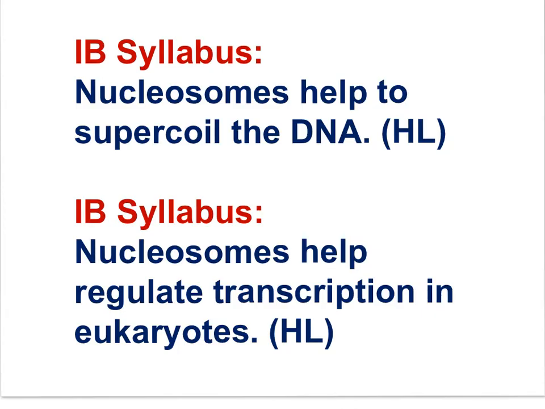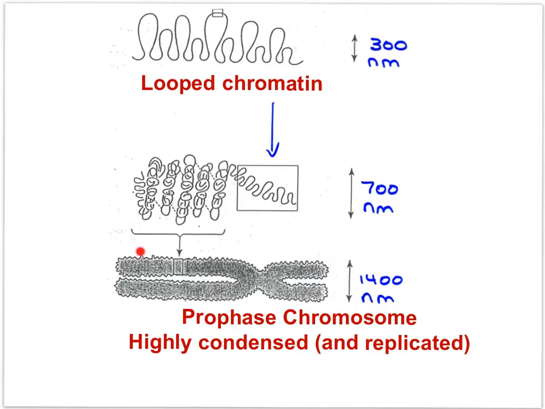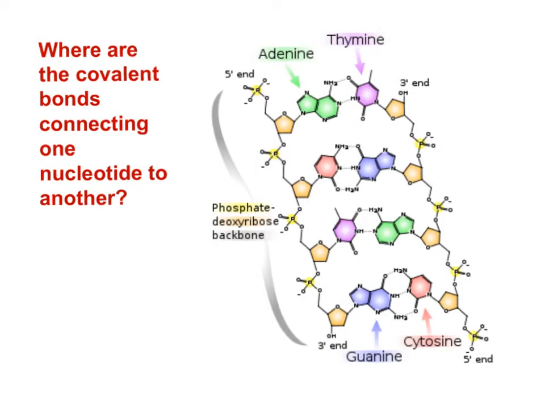Here are the IB syllabus statements about nucleosomes. Nucleosomes help to supercoil the DNA. Nucleosomes help regulate transcription in eukaryotic cells. Here is a diagram of the prophase chromosome condensed, supercoiled, and replicated. This is a nice image to study to understand the 1-to-1 ratio of purines, A and G, to pyrimidines, T and C, with the hydrogen bonds that hold the bases together, that hold the two strands of DNA together.